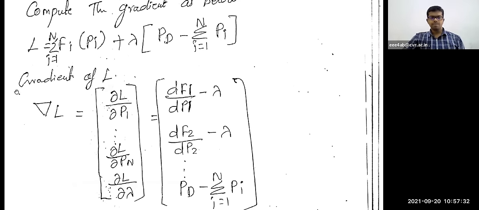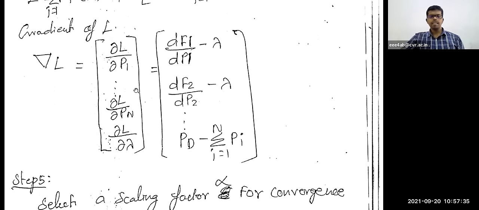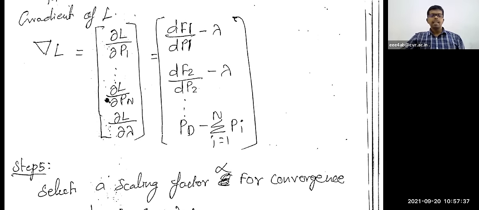That is del L, the gradient of L. Next, what is step number 5? Step number 5 is to select a scaling factor alpha.